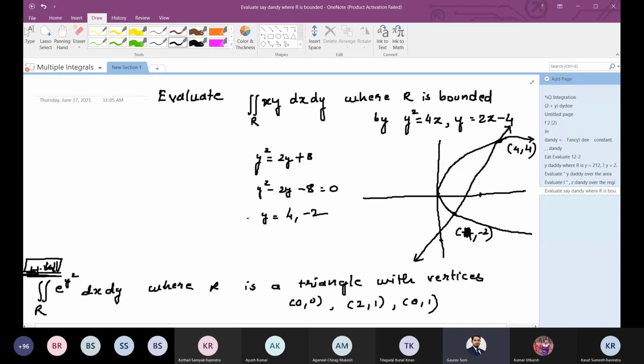Now consider the strip. Which strip do you want to consider, vertical or horizontal? Horizontal. Why not vertical? Because it changes at the points of intersection, sir. After one point of intersection, the limits change. Yes, exactly.